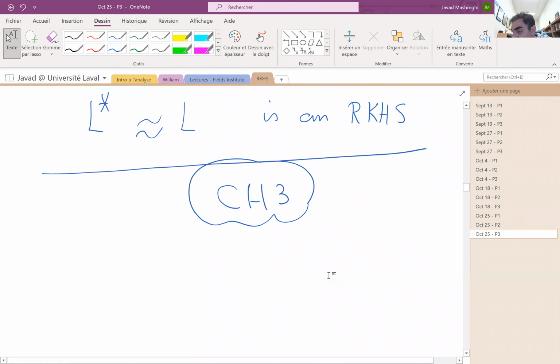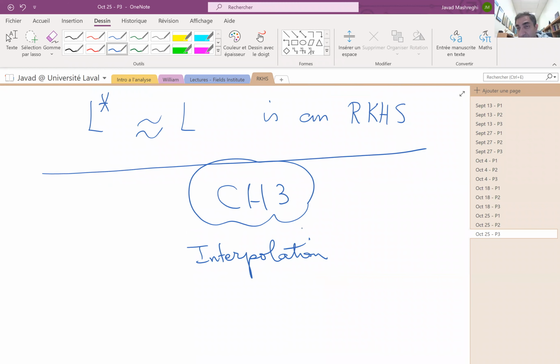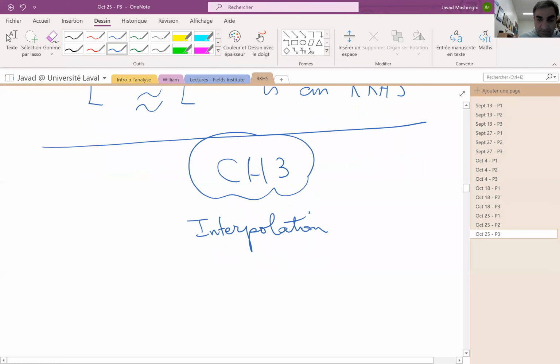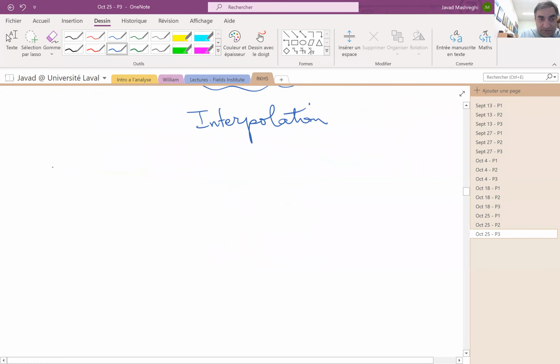Indeed, chapter 3, interpolation and approximation, it's mainly on interpolation. That's one of the earlier reasons kernels became important. They have applications in interpolation and sampling and approximation, and the basics are covered in this chapter. Let's start with a definition to see what interpolation means.